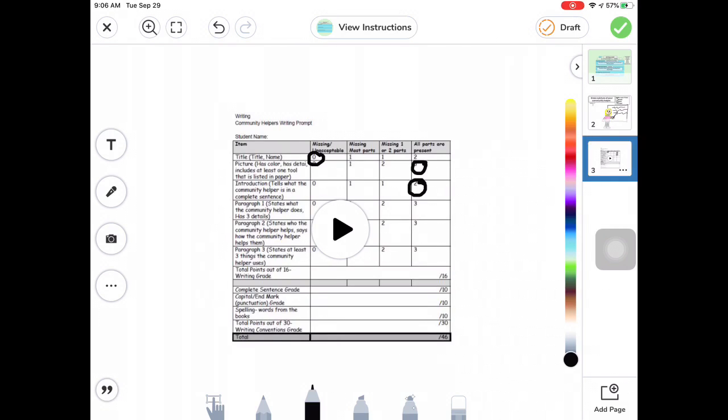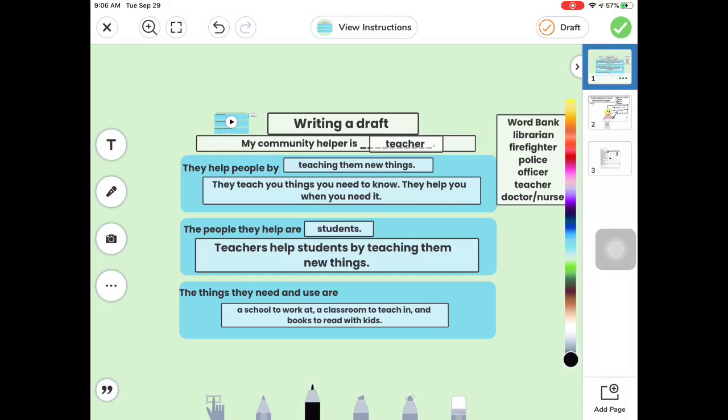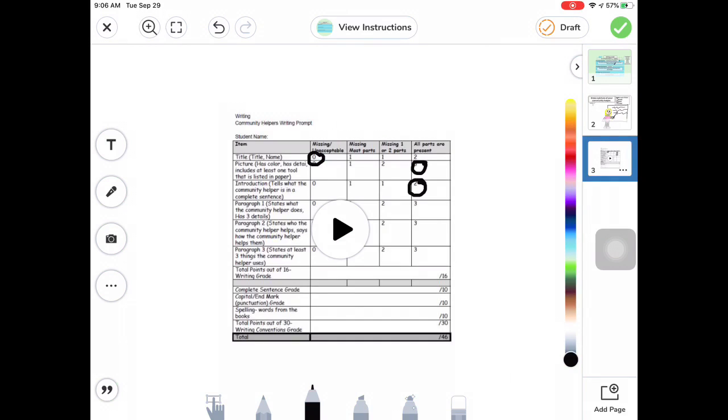Paragraph 1 states what the community helper does and has 3 details. Let's see if I have all 3 details. They help people by teaching them new things. That's 1. They teach you things you need to know. That's 2. And they help you when you need it. That's 3. So yes, I can circle a 3 for that one too.